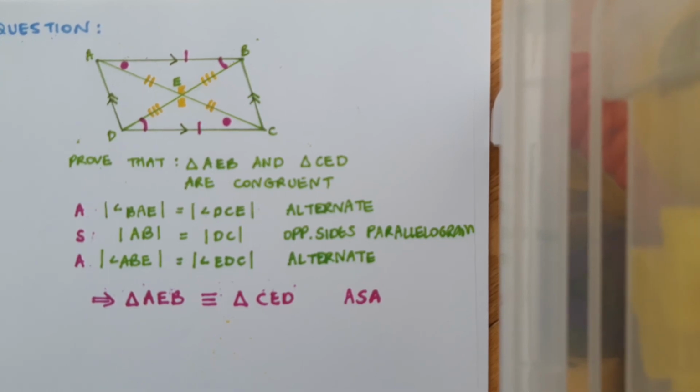Now as an extension for this question, can you prove that the triangle AED and the triangle BEC are congruent also?